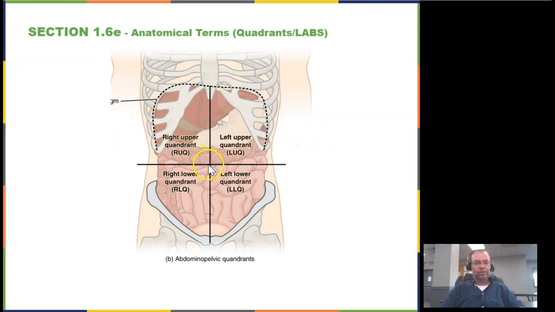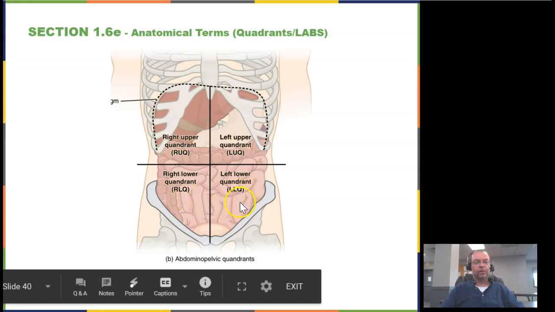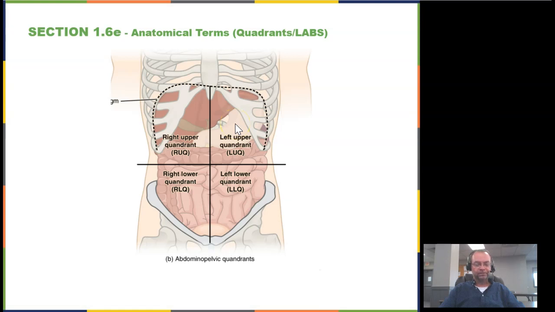So if we go to the umbilical region, or the belly button, right smack in the middle, and we draw a crosshairs and split up the abdominopelvic cavity into quadrants, we end up with a right upper quadrant, RUQ, a right lower quadrant, RLQ, a left lower quadrant, LLQ, and the left upper quadrant, LUQ.